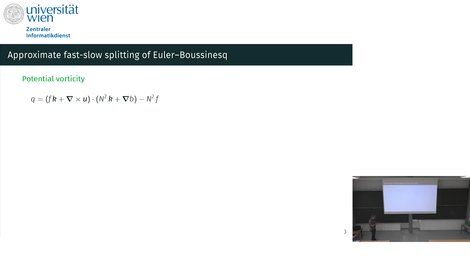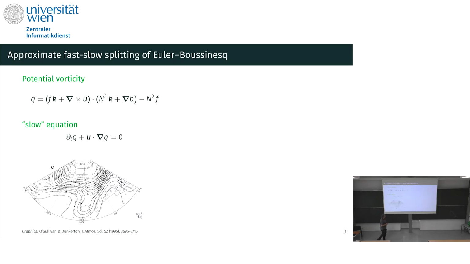And the picture that I think was on David's slides as well is that the large-scale flow is very much dominated by the potential vorticity. So here for Euler-Boussinesq, but you can write similar expressions for most geophysical flow problems. And then the slow equation, so to speak, is just the advection of potential vorticity. And we have, from an old paper by O'Sullivan and Dunkerton, this picture of reconstructed flow from potential vorticity.